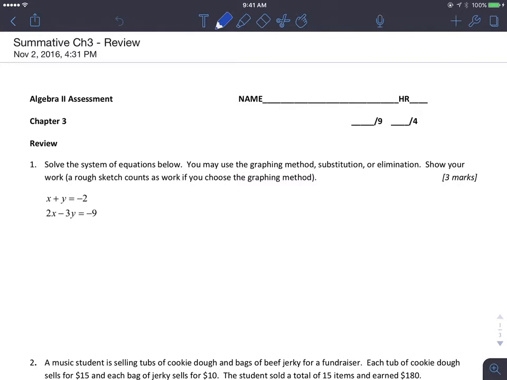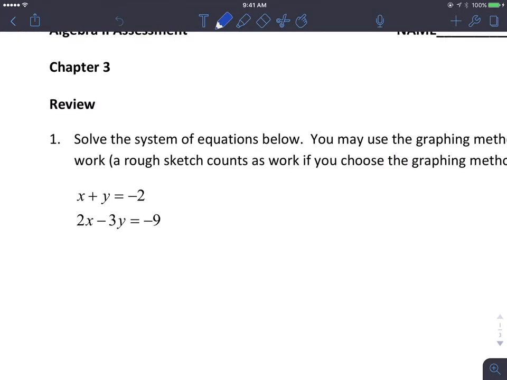Looking at this, we could easily do substitution or elimination, but just from what I've seen in class, I think more people like elimination, so I'm going to show that method. To do elimination, we can either get rid of the x or y. That doesn't matter. So let's get rid of the x just because it's out front there. I'm going to multiply by -2 and then distribute that to every part of the problem. So -2x, -2y equals +4.